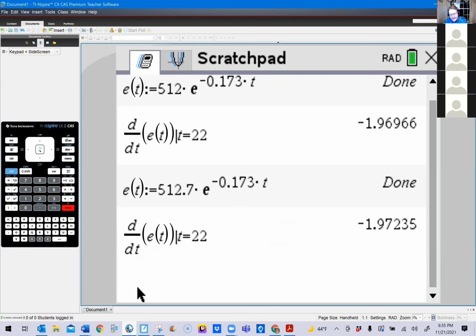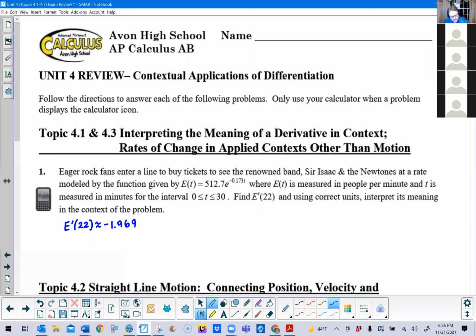It is negative 1.972. Let that be a lesson. Make sure you double check what you entered in your calculator. You would almost think I did that on purpose, right? I didn't. So this should be negative 1.972. But as I was saying before, I would put the correct units in both spots, all right? And because we already had something measured in people per minute, the derivative of that would be people per minute squared, okay?